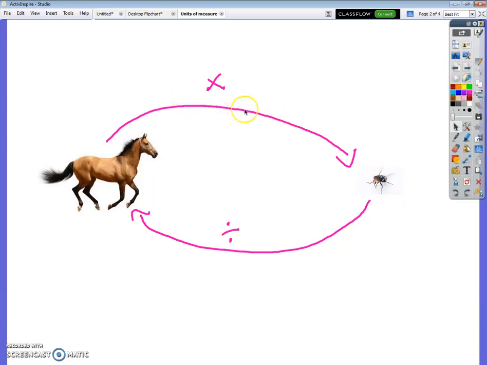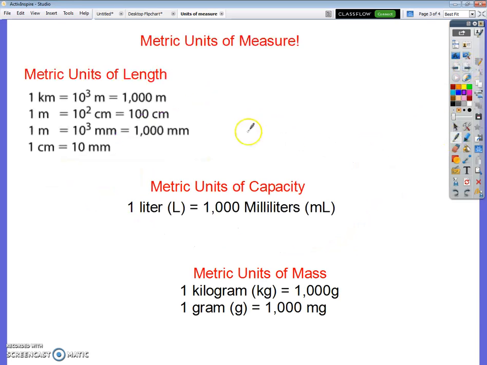Now, this is our mnemonic device we use to remember how to convert units of measure. And today we are focusing primarily on metric units of length. So when we focus on that area, we are strictly looking at 10 millimeters in 1 centimeter, 1,000 millimeters in 1 meter, 100 centimeters in 1 meter, and 1,000 meters in 1 kilometer.